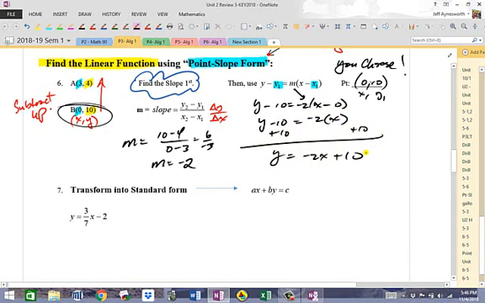All right, find a linear function using point-slope form. Find the slope first, step 1. Step 2, find the equation itself. I like that more than slope-intercept form because there's really no thinking involved. You just find the slope, plug it in, and the point you pick is up to you, and then the equation results. It's a piece of cake.